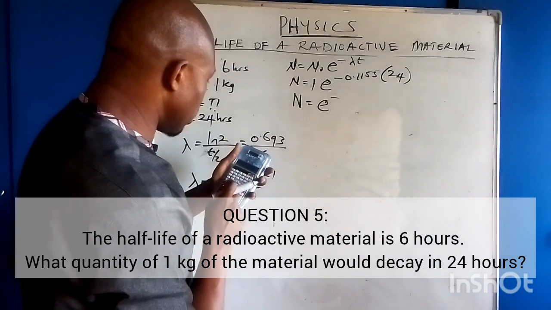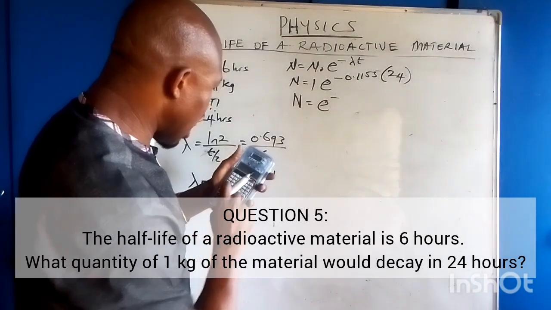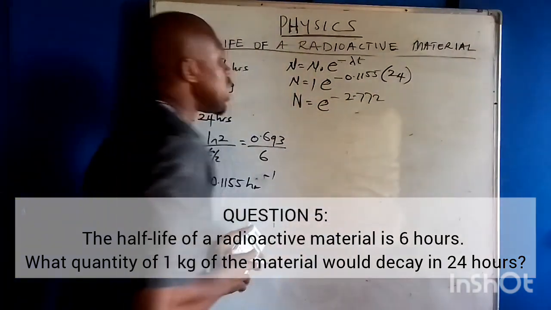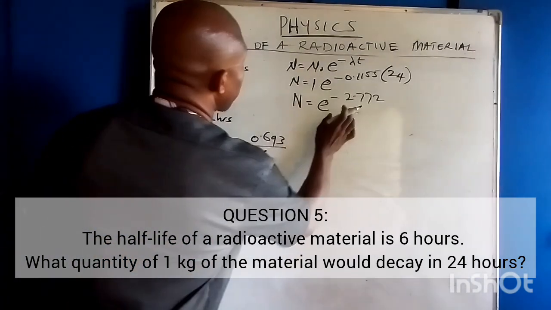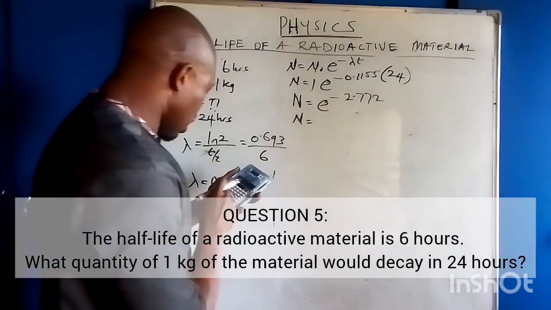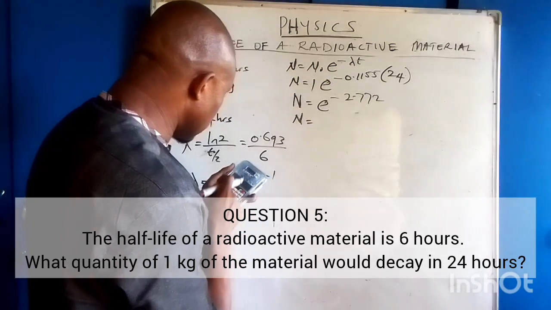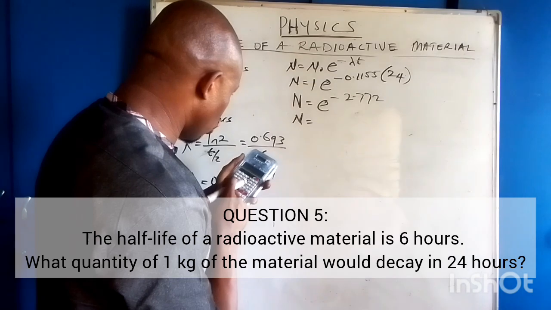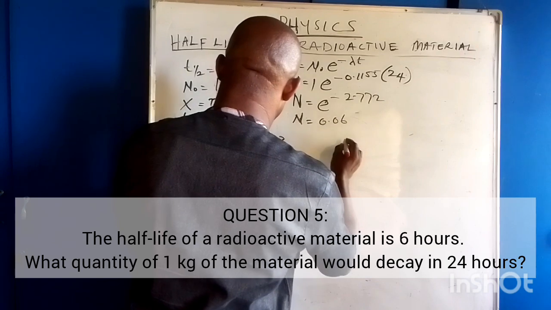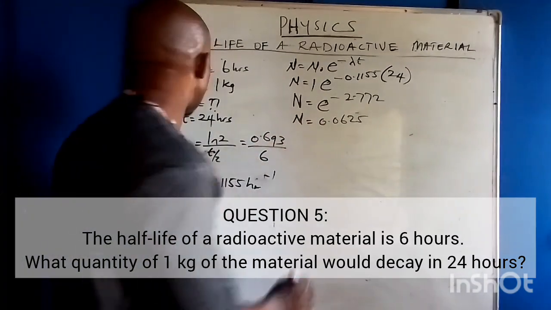0.1155 times 24. Everything will now give us exponent negative 2.772. N will give us exponent of this value, negative 2.772. Exponent of that will give us 0.0625. Of course, this is grams.